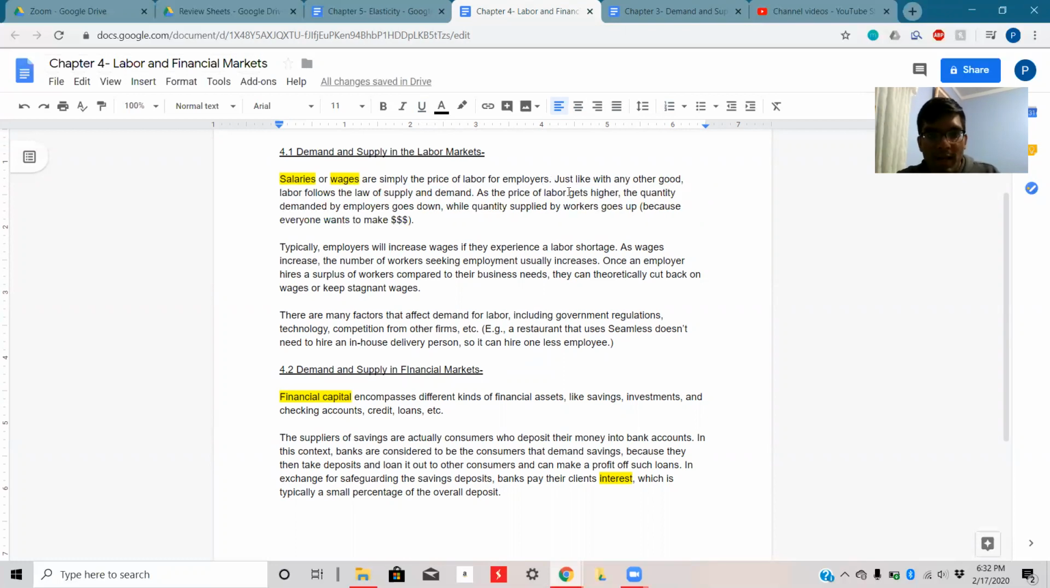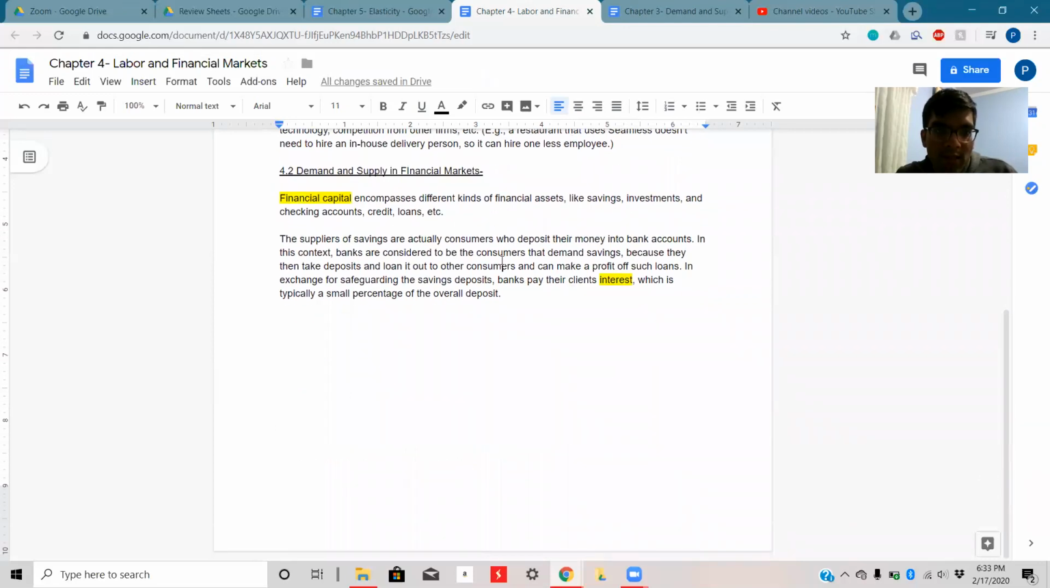Okay, so just like with any other good, labor follows the law of supply and demand. As the price of labor gets higher, the quantity demanded by employers goes down, while quantity supplied by workers goes up, because everyone wants to make more money. So typically employers will increase wages if they experience a labor shortage. This whole section is basically just talking about how labor in itself is a good for employers that's supplied by workers, and that follows the law of supply and demand, just like every other good. So don't get tripped up over that.